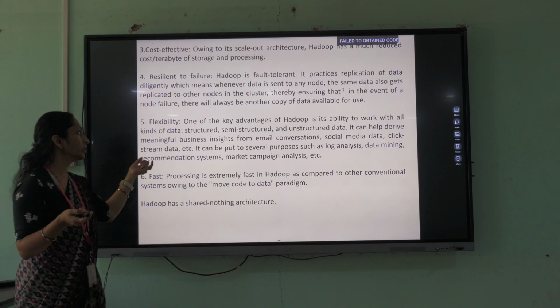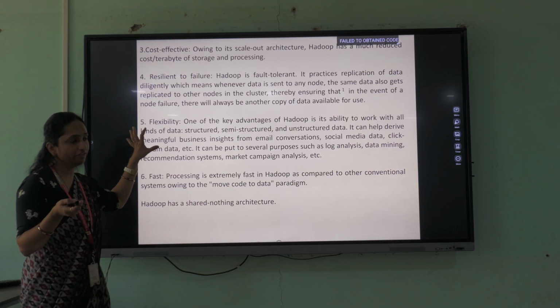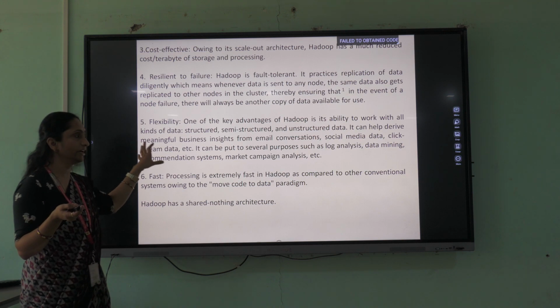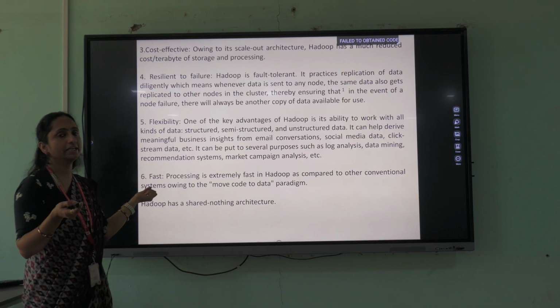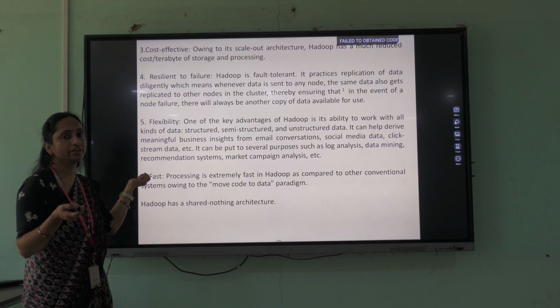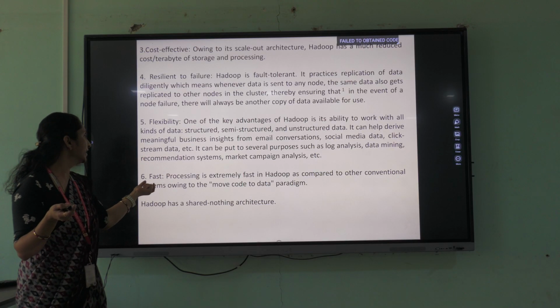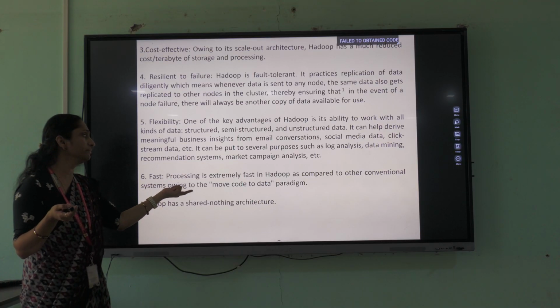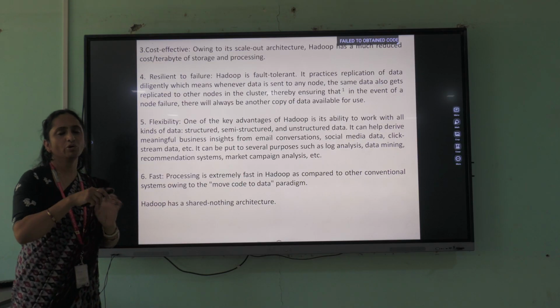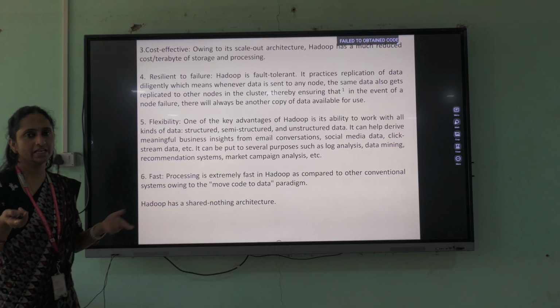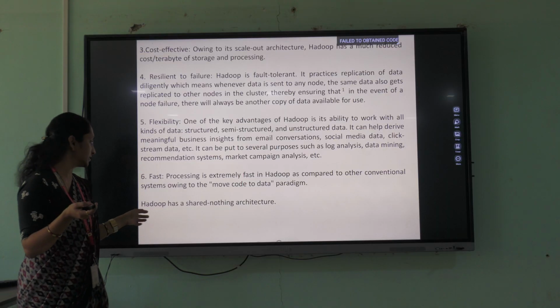So flexibility, one of the key advantages, is that we will take all the different varieties of data, but we are just taking the quality information and insights out of it for good decision making. And the processing is extremely fast in Hadoop as compared to other conventional systems because the move in and move out is very easy. We are not having any transformation as such.